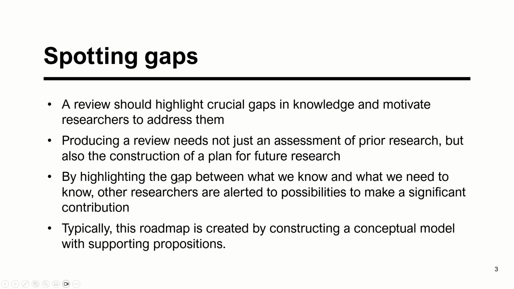Now, let's go to gap spotting. When we do a literature review, it's important that we highlight some of the critical gaps that we've found in the extant literature and also offer a motivation for researchers to address these gaps. Like we said, it's not just a mere restatement of what has happened, but constructing a plan for future research, which is where you highlight this gap in terms of what we know, what hasn't been studied, and also offer an indication or rather motivate future research so we are able to address these gaps.